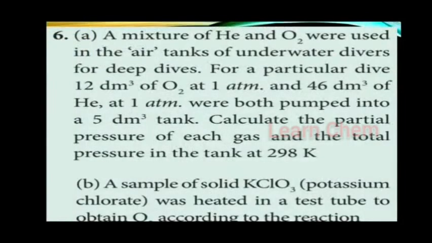Okay. Next one: a mixture of helium and oxygen is used in the air tanks for underwater divers. For a particular dive, 12 dm³ of oxygen at 1 atmospheric pressure and 46 dm³ of helium at 1 atmospheric pressure were both pumped into a 5 dm³ tank. Calculate the partial pressure of each gas and the total pressure of the tank at 298 Kelvin.